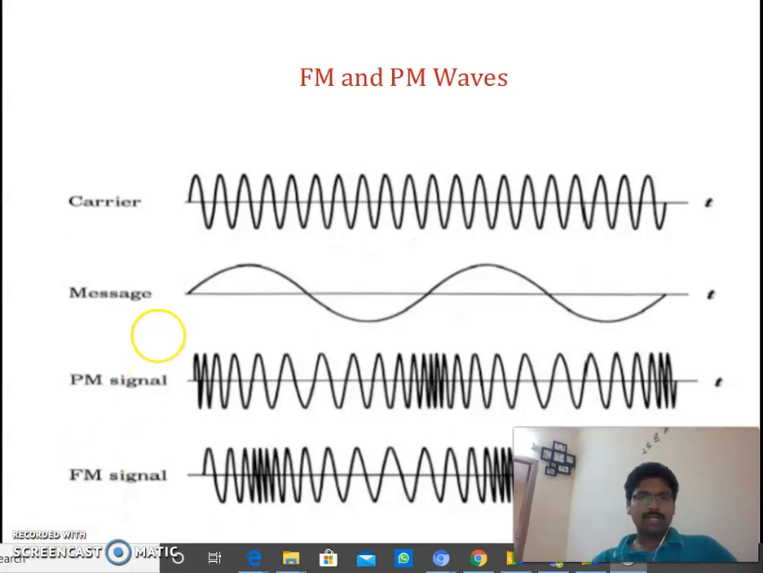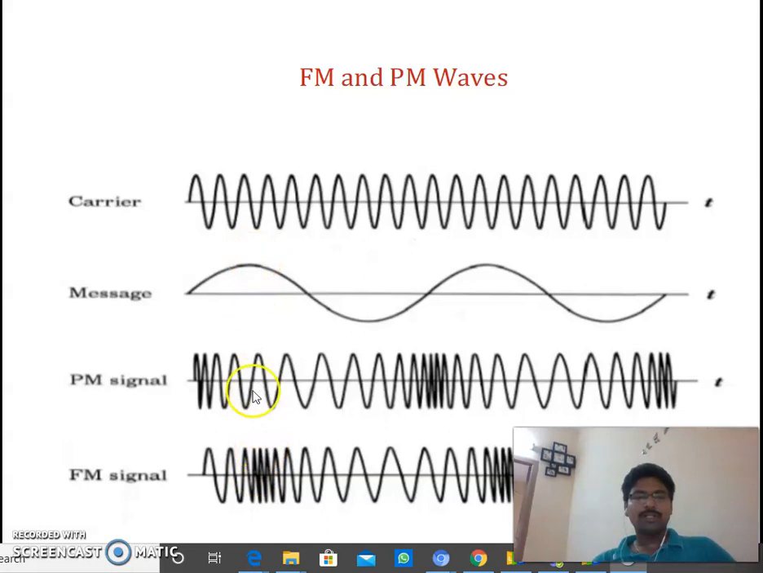Before that, we are all familiar that modulation is nothing but changing the characteristics of the carrier wave with respect to the amplitude of the message signal, right? An FM modulated signal can be obtained by changing the frequency of the carrier signal according to the amplitude of the message signal. Observe here, the FM signal is drawn like this.